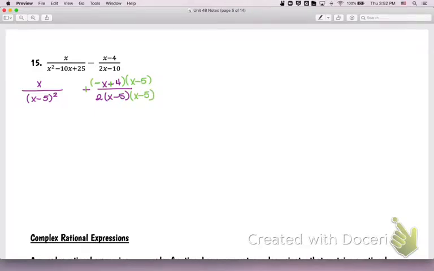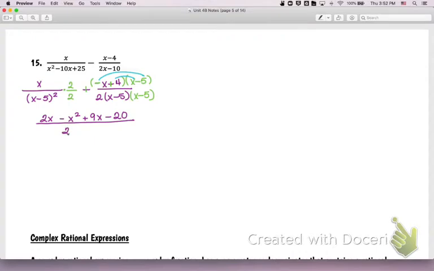I also noticed that the fraction on the right has a 2 in the denominator, while this one doesn't, so I need to multiply by 2 over 2. If I do that, 2 times x minus 5 squared is going to be the denominator on both fractions, and so we are good to go. So 2 times x gives us 2x, and then when we distribute, again, up here, the first is going to be negative x times positive x, so that's going to be minus x squared. Outside, inside, so that's positive 5x plus positive 4x, so that's 9x. And then 4 times negative 5 gives us negative 20.